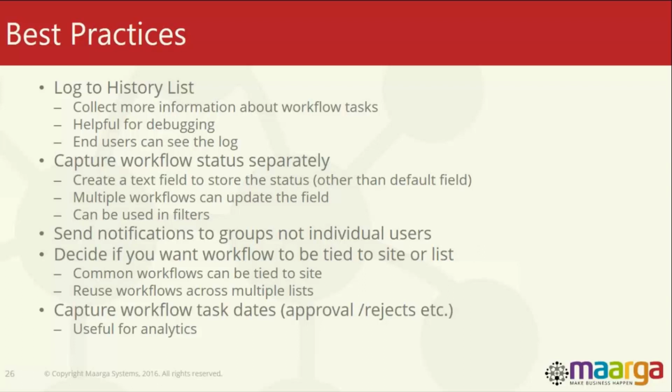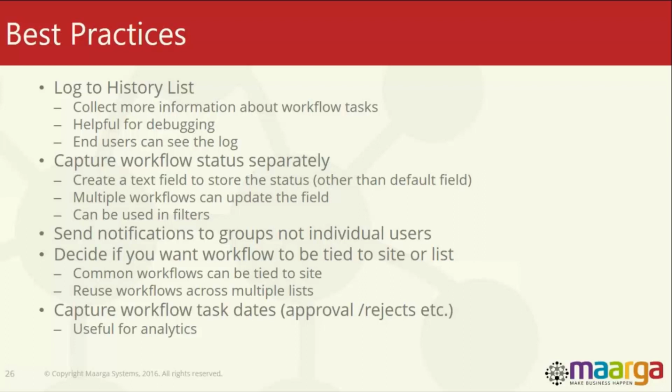So collecting this information and logging it into a history list is going to be very useful and very important, because that's when you can debug what's happening. Otherwise, it's very, very difficult overall to find out what's happening with your application, where things are stuck. So there is something called log to history list, which you can use to collect more information.